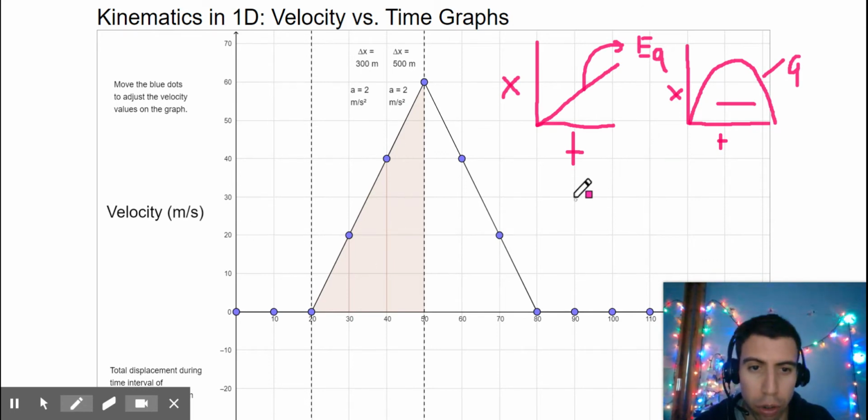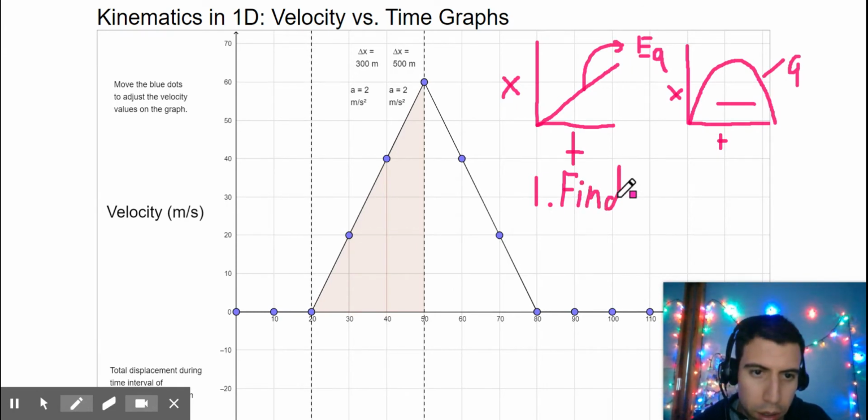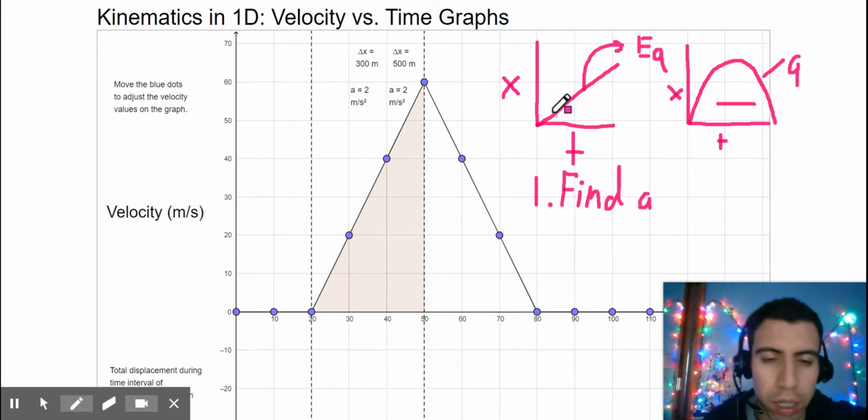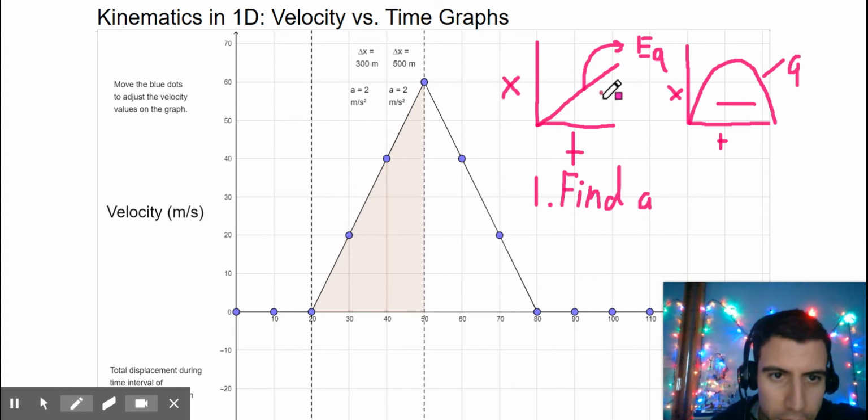So we're going to start off by finding the acceleration. So we're going to find A. Okay, so let's get started with that. Now, if you remember, on an x versus t graph, in order to find our velocity, we took the slope of the graph, right? And when we took the slope of the graph, we found the rise.